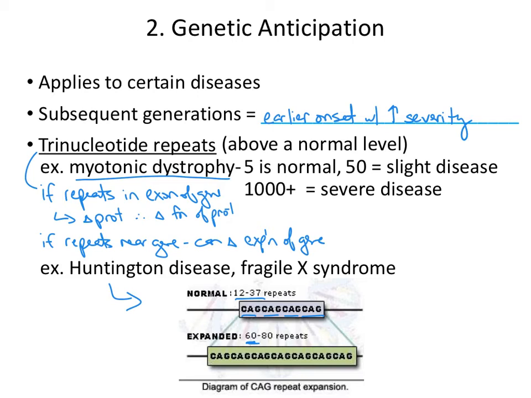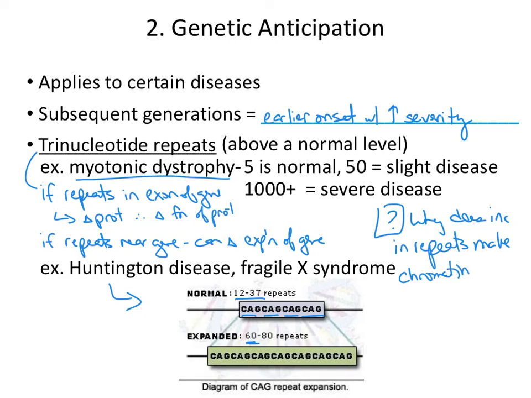All right, so a question for you. Why does increased repeats make chromatin unstable? Why does an increase in repeats make chromatin unstable, especially with Fragile X?